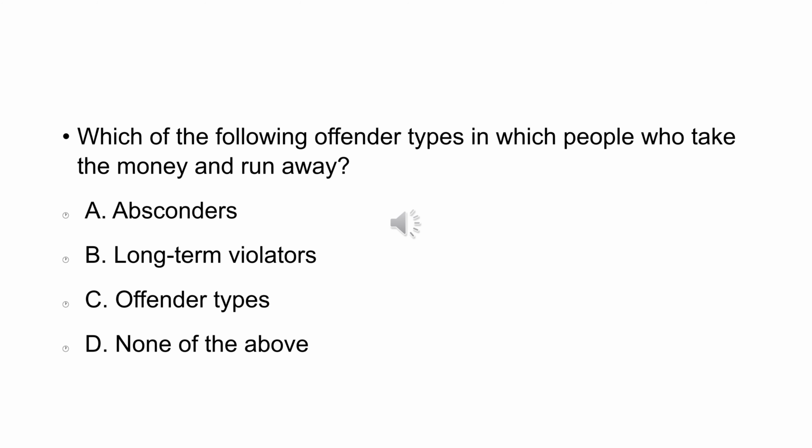Which of the following offender types are people who take the money and run away? A. Absconders, B. Long-term violators, C. Offender types, D. None of the above.